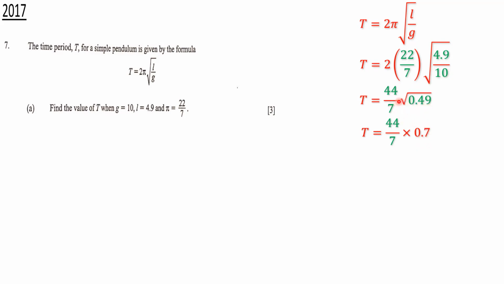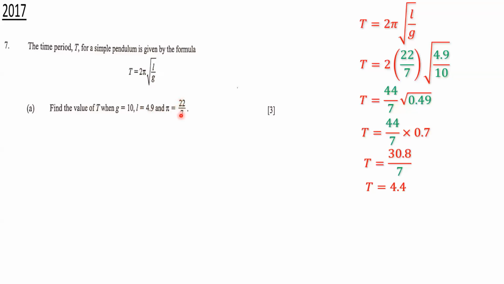And notice that these two are connected to each other, they're so close, that means that we have to multiply them. So that's why we have this multiplication sign. And so we have 44 over 7 multiplied by 0.7. Now, 44 multiplied by 0.7 is going to be 30.8, and so we keep the denominator. So we have 30.8 divided by 7. And what is 30.8 divided by 7? That's going to be 4.4. And so that means that T equals 4.4 when G is 10, L is 4.9, and pi is equal to 22 over 7.